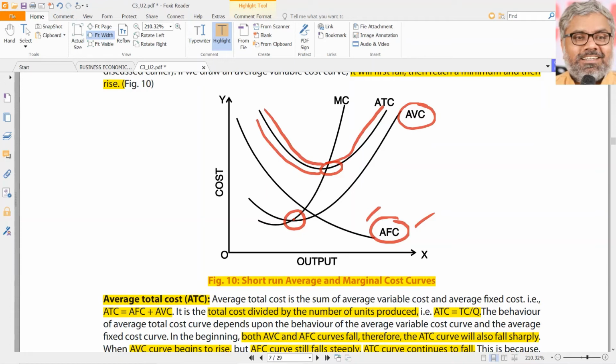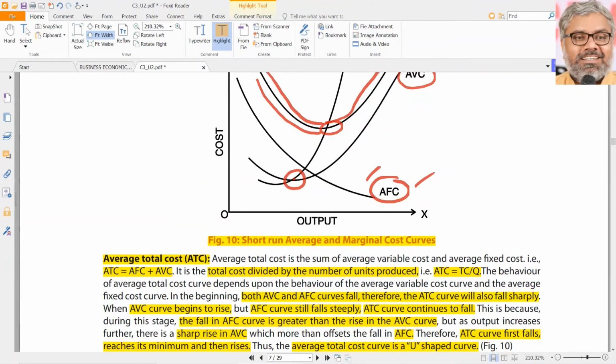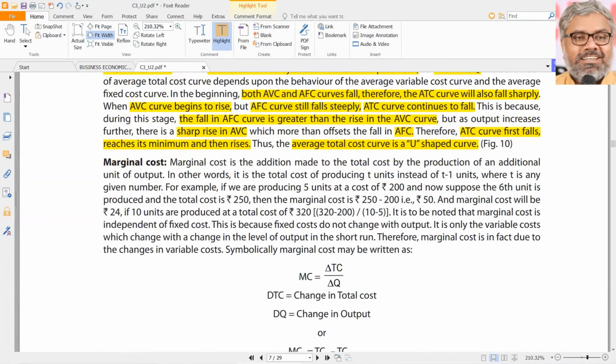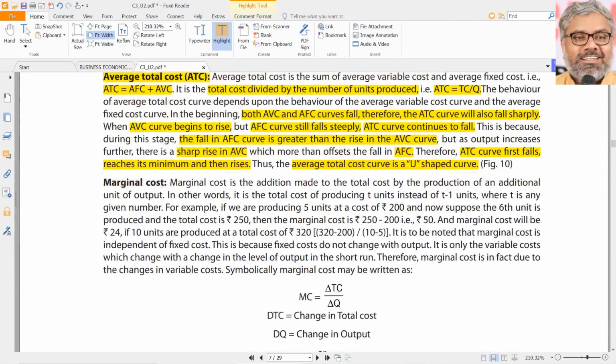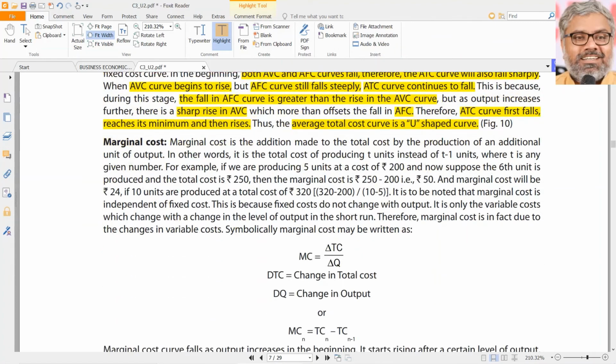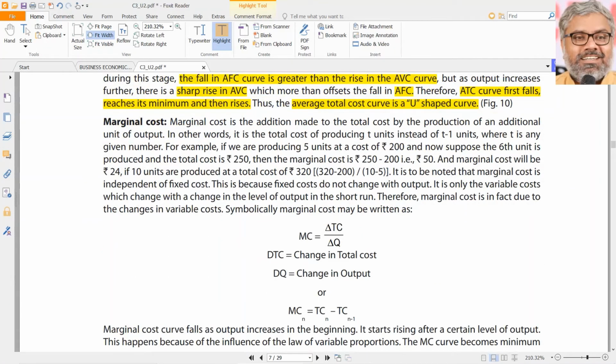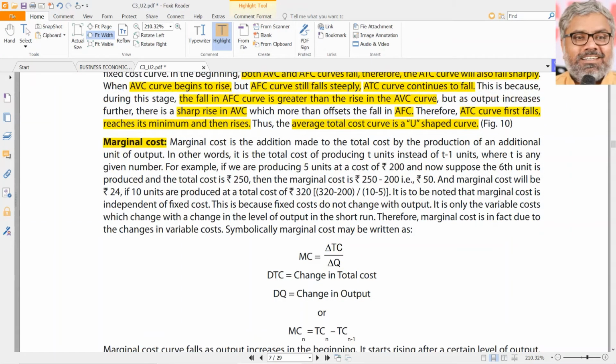So average total cost will first go down, reach its minimum, and then go up, thus forming a U-shaped curve. Bell is the opposite of this. This is the U-shaped curve, that is average total cost. Now if we introduce marginal cost to this, we have one more aspect.